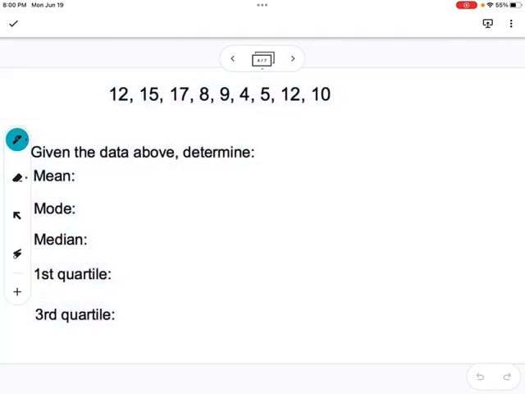Okay, so looking at another set of data here. Again, first thing you want to do is sort the numbers. 4, 5, 8, 9, 10, 12, 12, 15, 17.